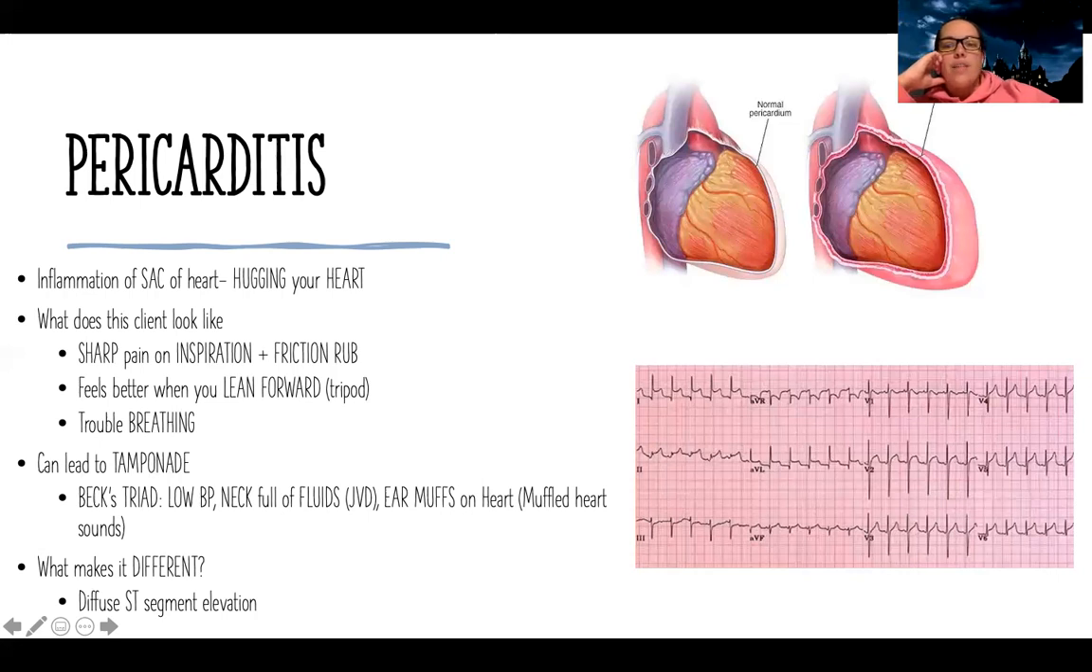And one of the other things I always like to point out that's different about pericarditis, and helpful in the diagnosis, is that we get an EKG on them.